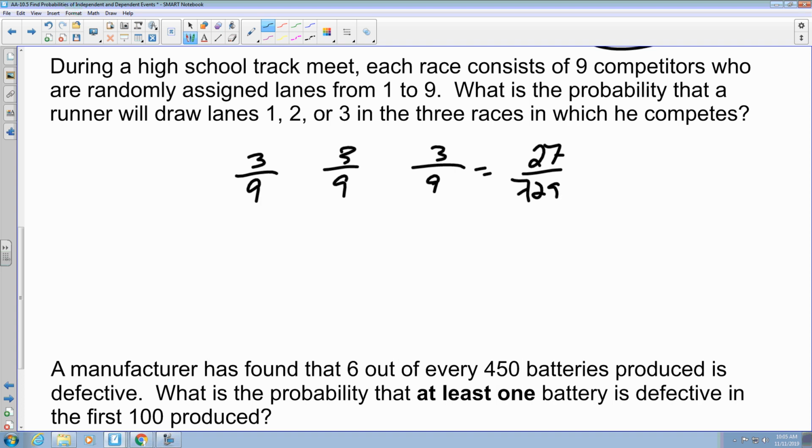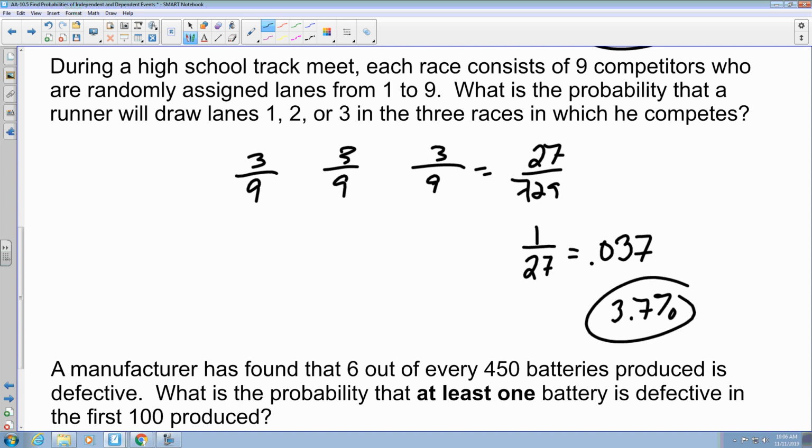Is that in lowest terms? No, it can be reduced to what? 1 over 27. And that is about 0.037, which is like what?